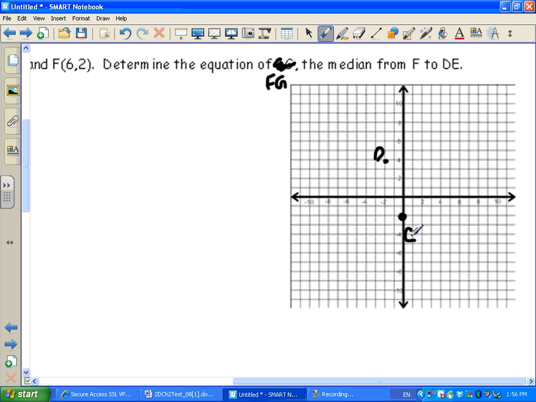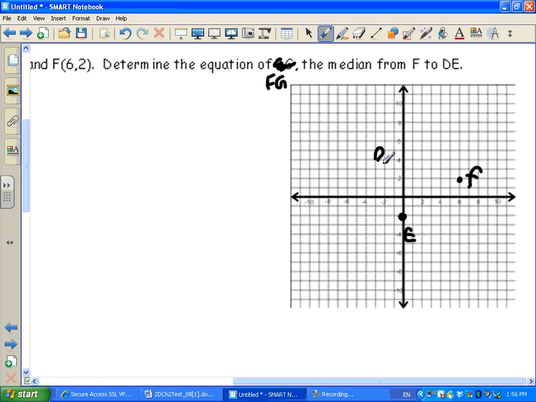And finally, point F is at 6, 2. That's a 6. That's 2. There you go. Oh, that is 8. He's right. There you go. Okay. Now, let's point F.